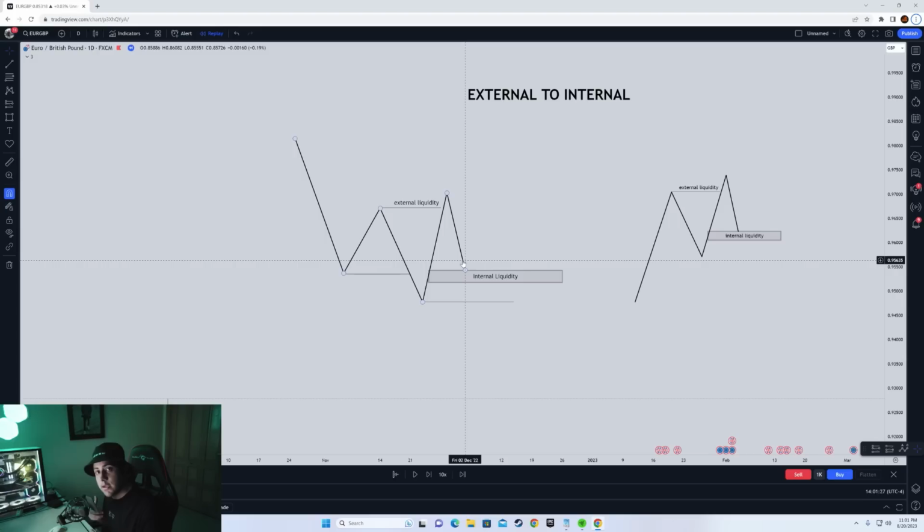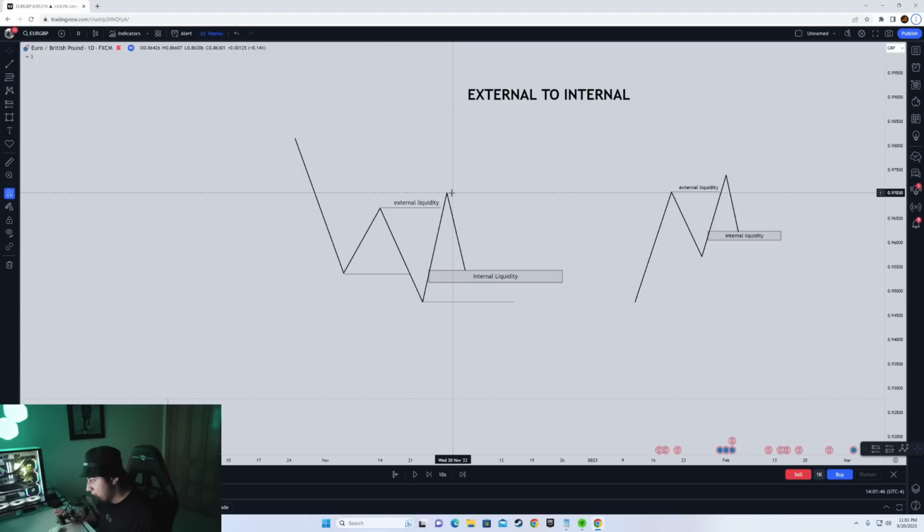What I mean by that is price takes out external liquidity and then it goes to internal liquidity every single time. It has to rebalance itself, but there are some rules to it. Okay, so over here we can see we have taken out external liquidity, right? This is the high, so price takes out this external liquidity.